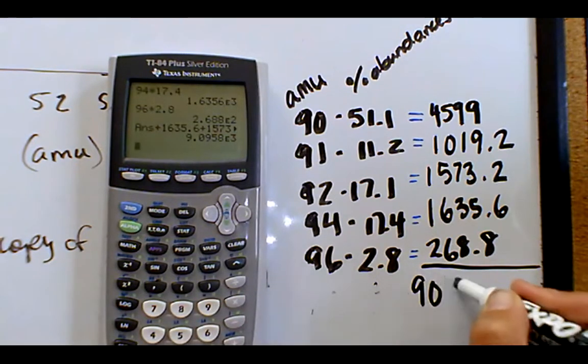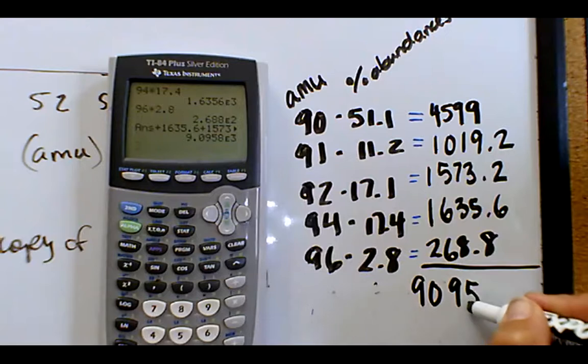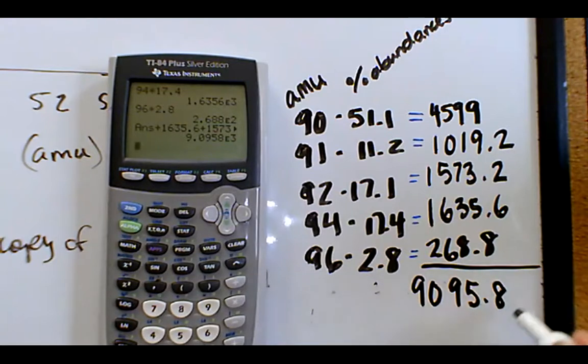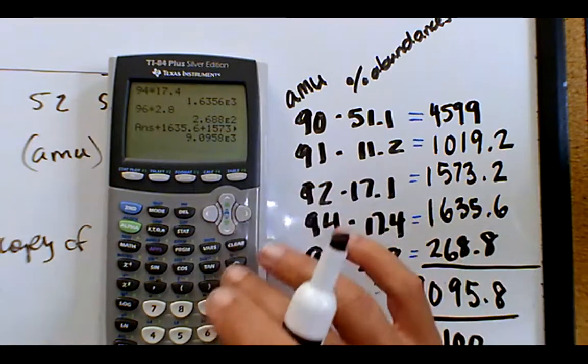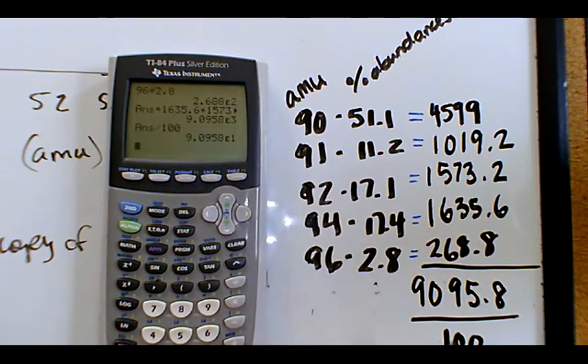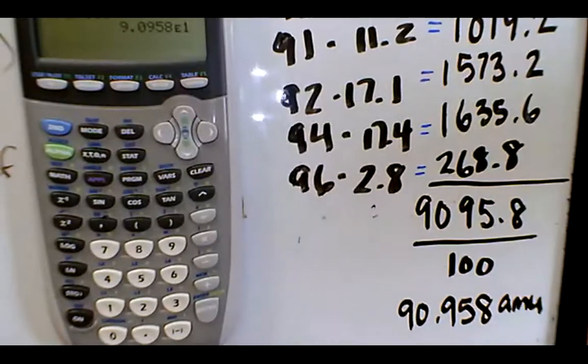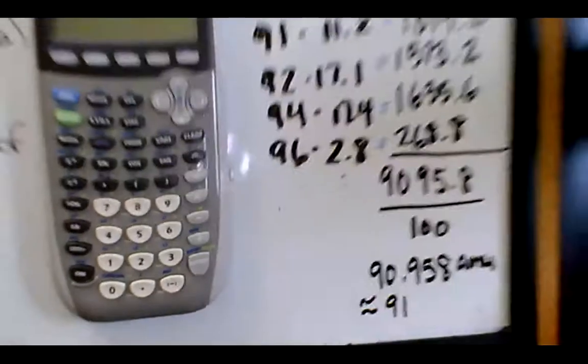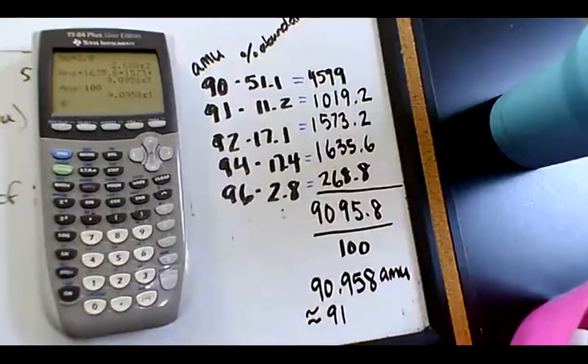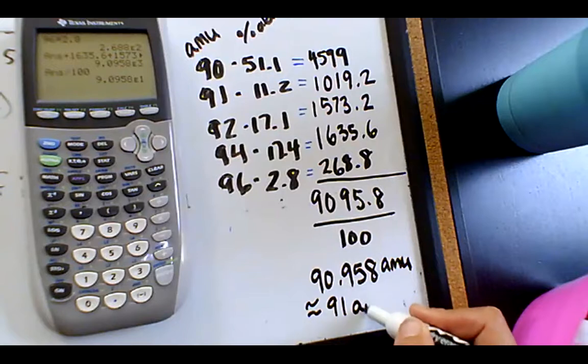I got 9095.8. I need to divide that now by 100. And I get 90.958 atomic mass units. Okay, or right at 91, right? It's also right at 91. Sorry about that, guys. Atomic mass units.